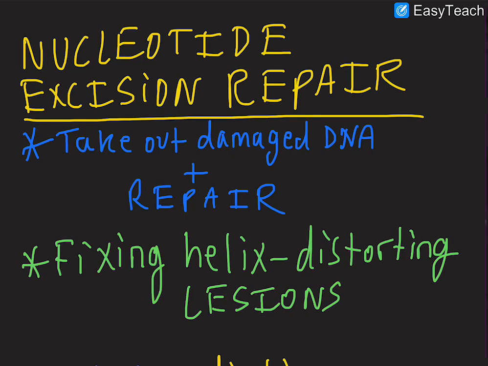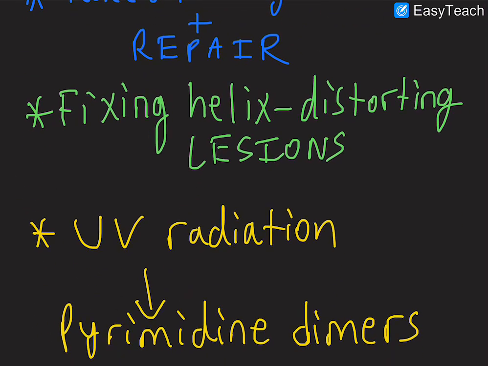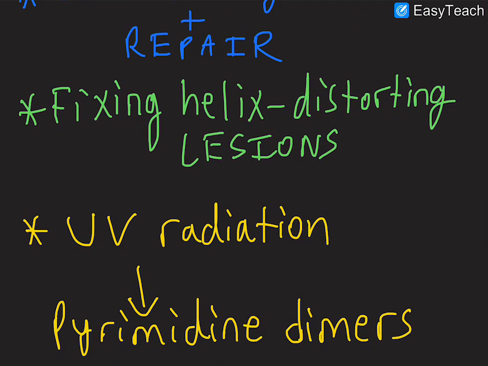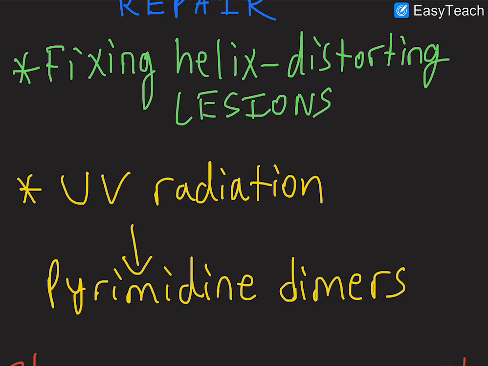So nucleotide excision repair, right? Just looking at the name, what we're going to do is take out damaged DNA that we need to repair, and then we'll repair it. That's basically what it is. So what we're doing here in nucleotide excision repair is fixing helix distorting lesions. What's an example of that? Pyrimidine dimers. That's a classic example of helix distorting lesions.